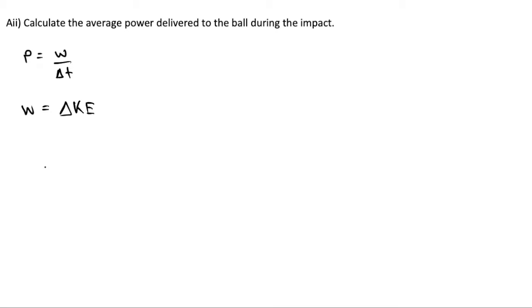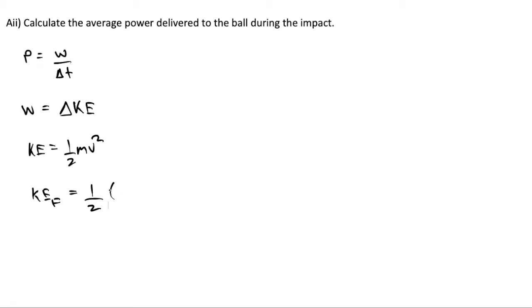So let's find the two kinetic energies, and with this we can find the work done for this formula. The formula for kinetic energy, as you know, is just half mv squared. So let's find the kinetic energy final, which would be half times the mass.